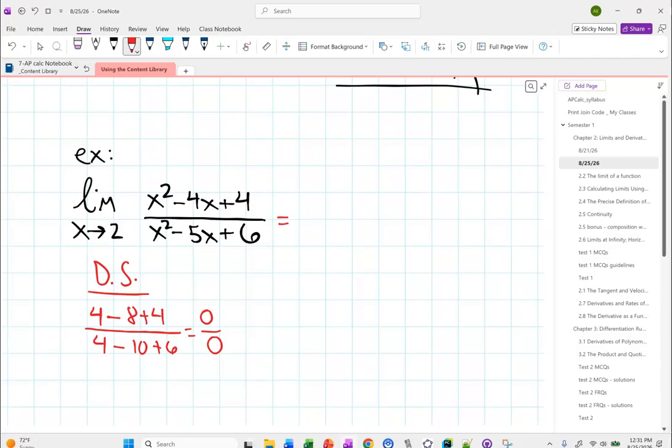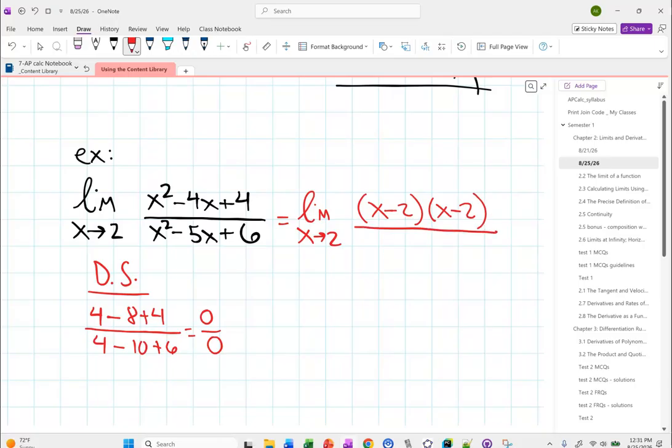Factor the top and the bottom. Yes, that's a great intuition. You look at these things, and it should be screaming out at you: this looks like something I could factor and possibly reduce. Maybe I'll be able to reduce out the indeterminate problem and be left with something I can deal with. So how does the numerator factor? x minus 2 times x minus 2.